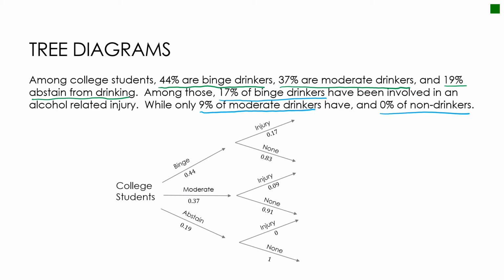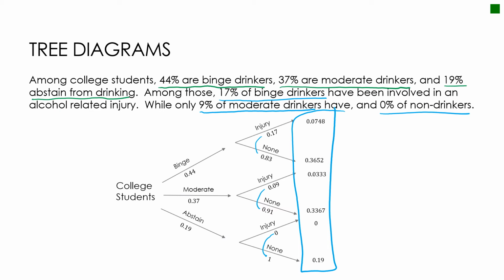So that's my second branch, I guess, which is injury or not, injury or not, injury or not. Again, keeping in mind that if they tell me 17% are injured, that means 83% are not, 9% are, which means 91% are not, 0% are, which means 100% are not. You get the idea. And then the most important part is, of course, to find these values, which are found by multiplying. Again, this would be 0.44 times 0.17, etc. So I'm not going to go through all of those again, but this is hopefully the tree diagram you came up with.